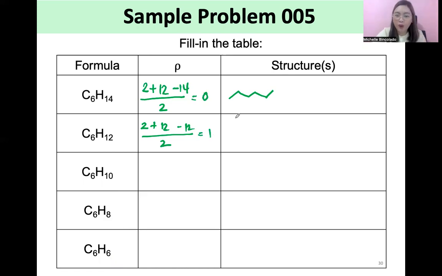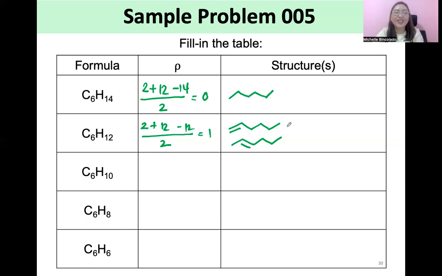So, guys, when it is 1, it means the hydrogens are reduced. That's why it's called the index of hydrogen deficiency or degree of unsaturation. So the possibility, guys, is one double bond or one ring. For the double bond, let's draw it. You can place a double bond at the terminal or somewhere in the middle. We are not required to write all of them.